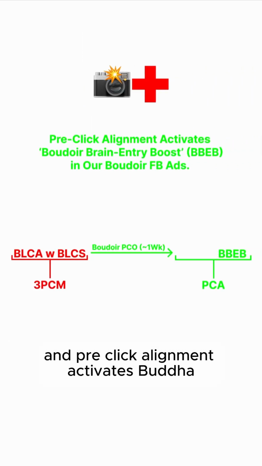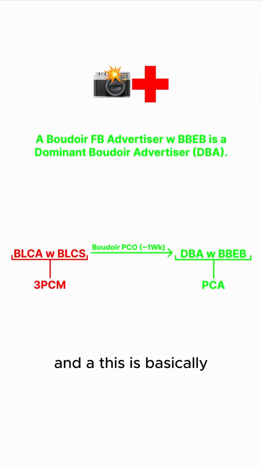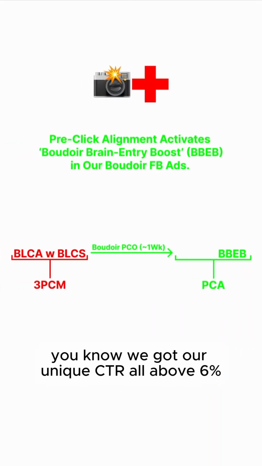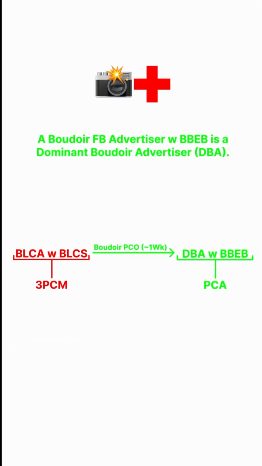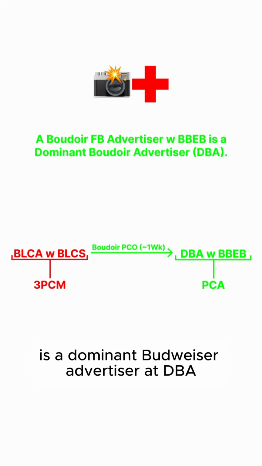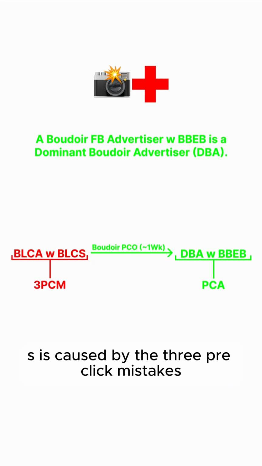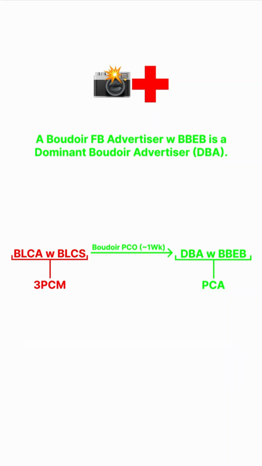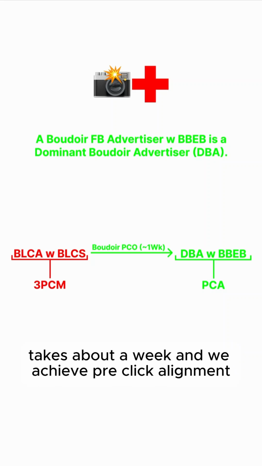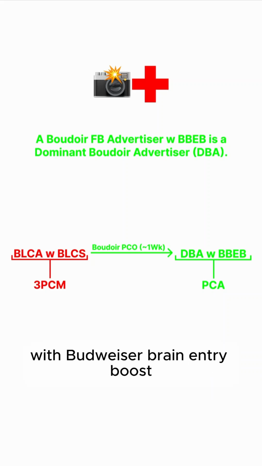And pre-click alignment activates Boudoir brain entry boost in our Boudoir Facebook ads. And this is basically, we got our unique CTR all above 6%. And a Boudoir Facebook advertiser with Boudoir brain entry boost is a dominant Boudoir advertiser, a DBA. So we got our full universe here. We got a BLCA with BLCS caused by the 3 pre-click mistakes. That's fine, easy enough. Treated with Boudoir Pico takes about a week, and we achieve pre-click alignment. We become a dominant Boudoir advertiser with Boudoir brain entry boost.